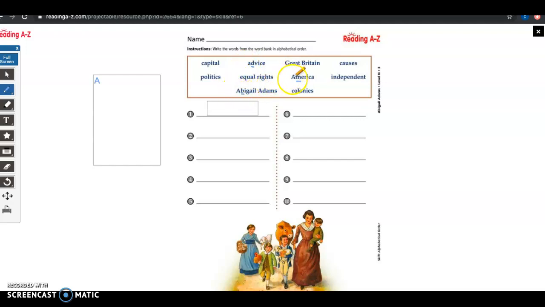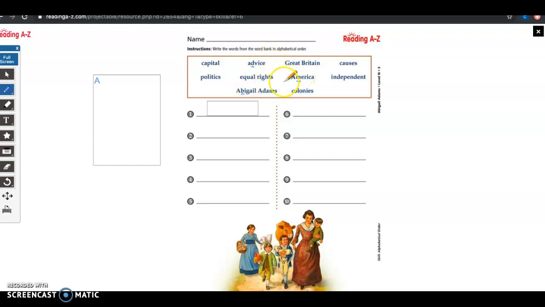So we know they all have an A that they start with. So we know these three are going to be the first three words on our list. So now we're going to look at the second letter of each word to find out which one will come first. So advice has AD, Abigail AB, and America AM.